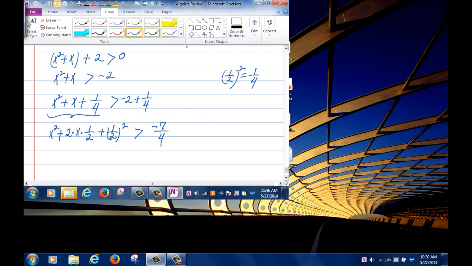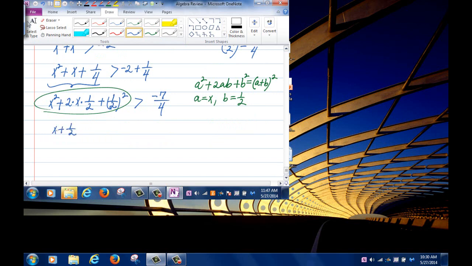Well, I want to apply this formula here: a squared plus 2ab plus b squared is the same as a plus b squared. I want to apply that formula here. So take a to be x and b to be half. Then on the left hand side of my inequality, don't I have a squared plus 2ab plus b squared? You guys agree with that? A is x, b is half. Okay, so if I take a to be x and b to be half, notice that I exactly get this. So I can rewrite this as x plus a half squared larger than negative 7/4, right? Would you agree with that?